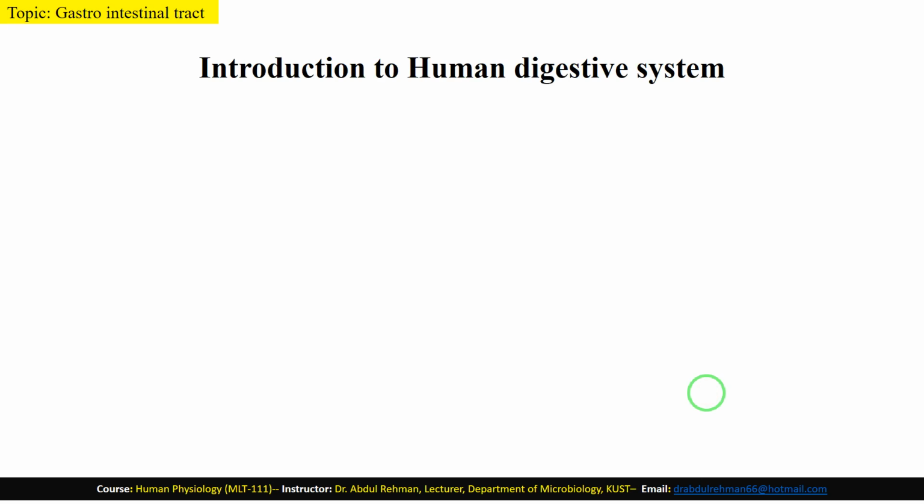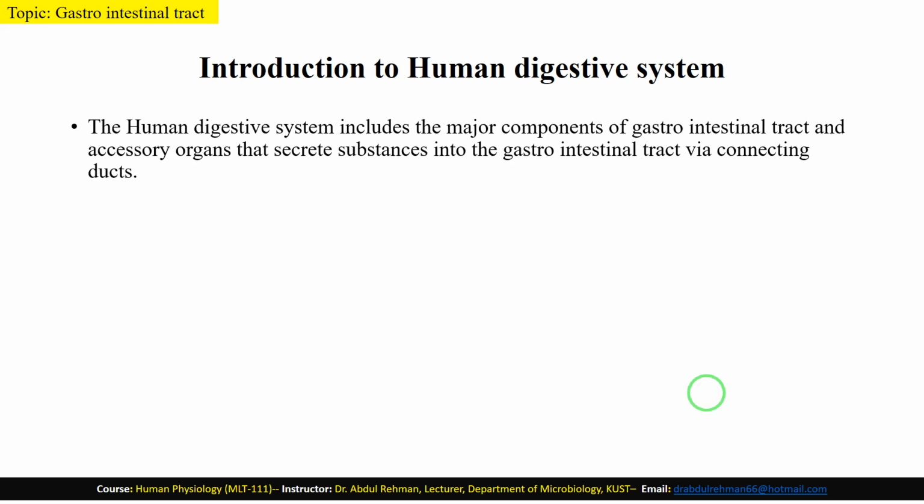Introduction to the human digestive system. The human digestive system is one of the 11 systems of the human body. It contains the major components of the GIT system, that is mouth, esophagus, stomach, small intestine, and large intestine, and also includes accessory glands and organs like liver, pancreas, salivary glands, and salivary ducts that release different chemicals into the GIT tract via connecting ducts.